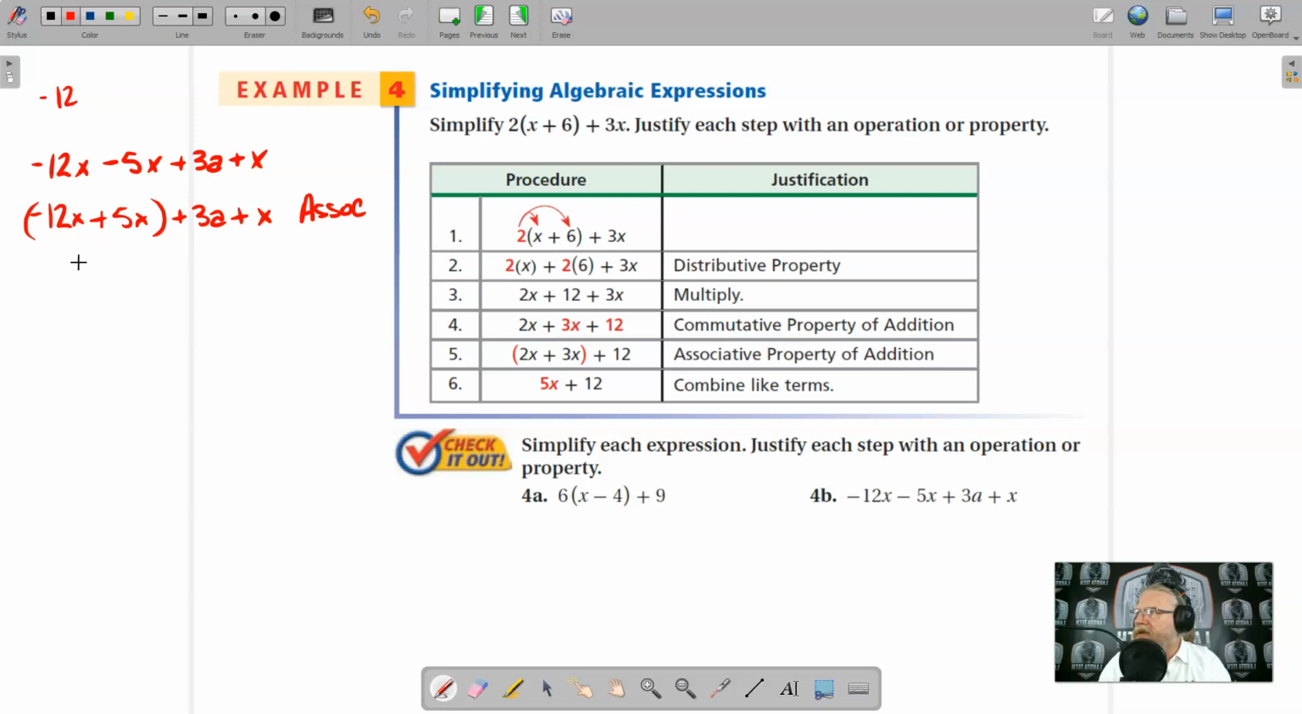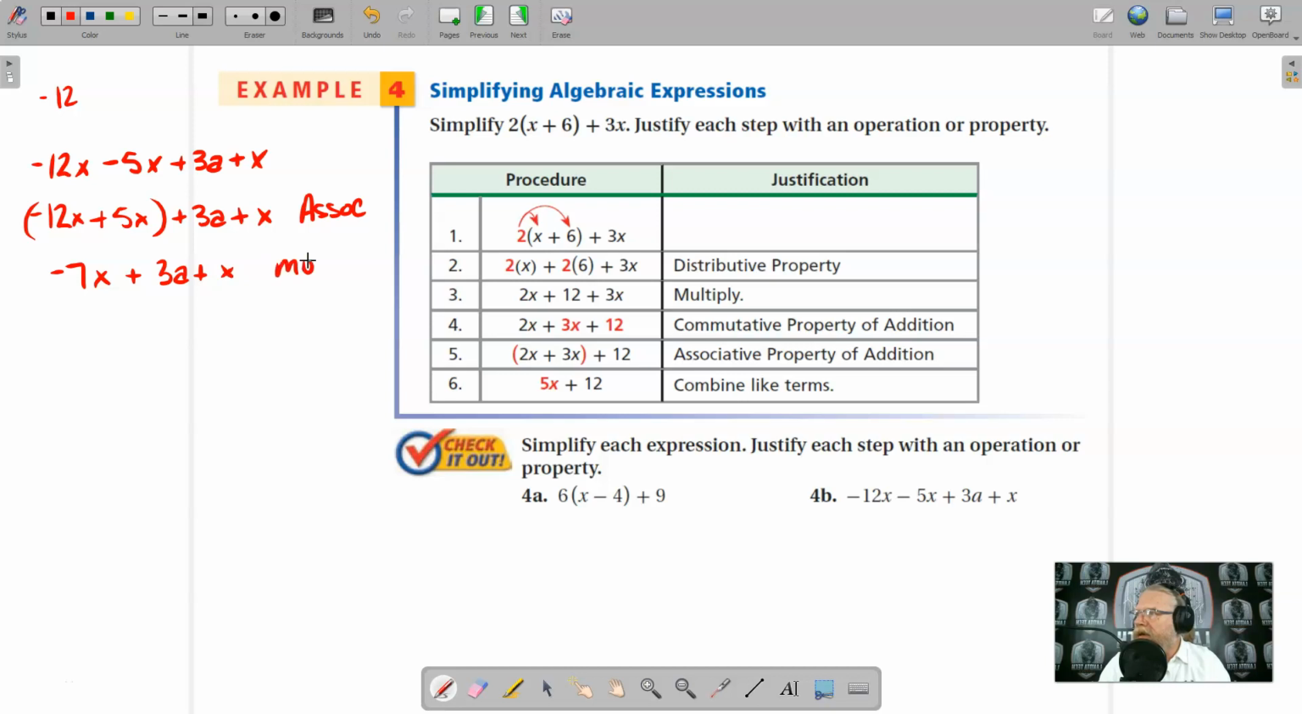Well, actually, we'll stick with that. So 12 minus 5 is 7. And negative 12 has greater absolute value, so this is going to be negative. So negative 7x. And let's bring down the plus 3a plus x.